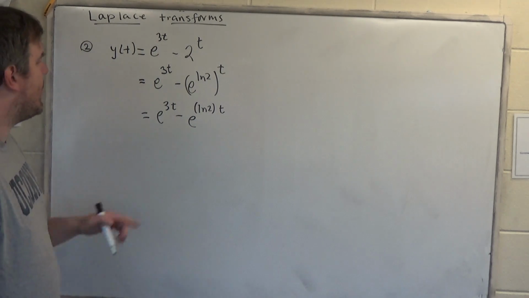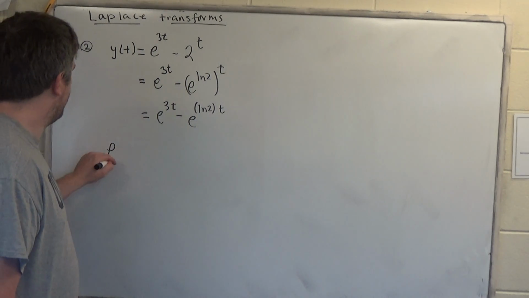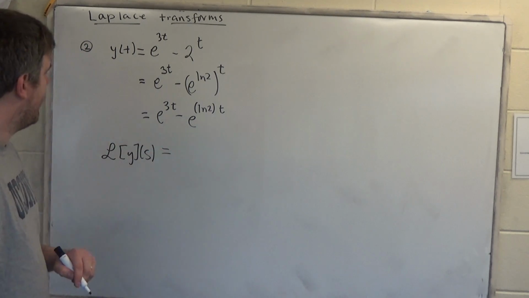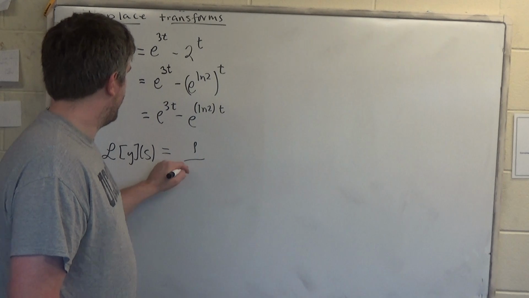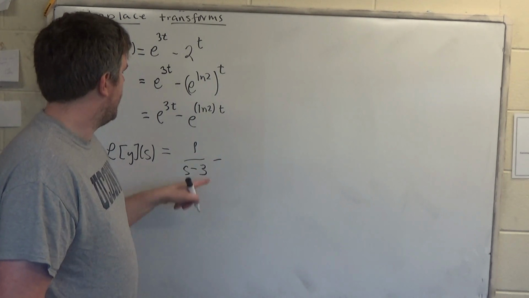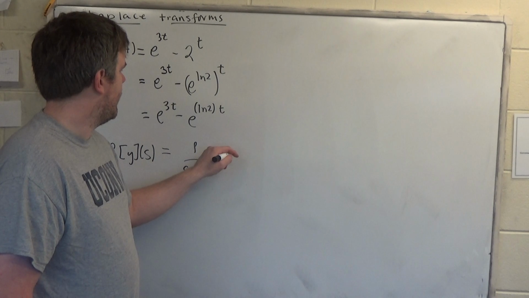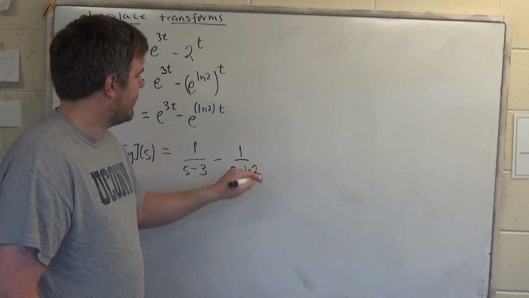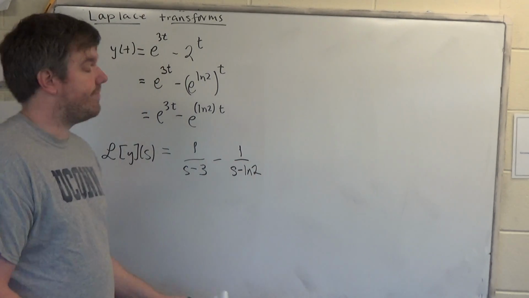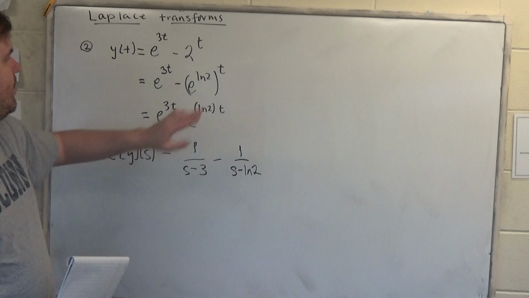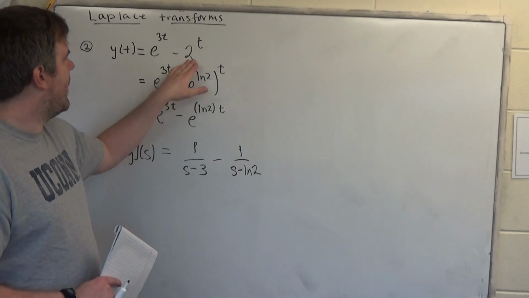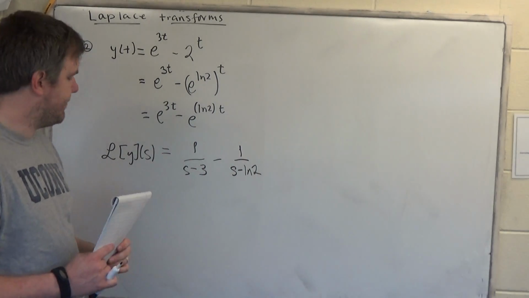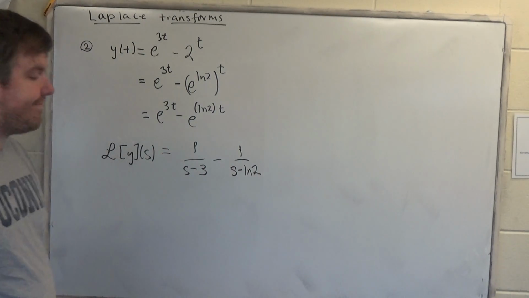Okay, once we've written it like this, now it's not too hard to figure out the Laplace transform. In fact, both of these use the same rule. The first one is 1 over s minus 3, and we'll have a minus sign from this minus. And the second one is 1 over s minus log of 2. So that's it for number 2. We first have to get our exponential function base e, and then once we do, we can use our chart just to transform. And that's all there is to it.